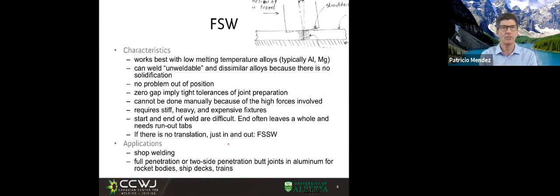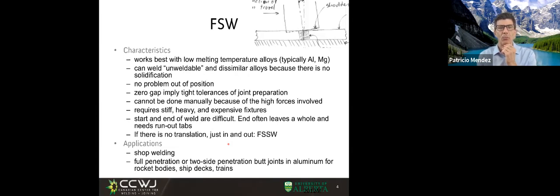Actually, steel is so easy to weld by arc that why worry, right? But people are trying. People are trying. I believe there will be success, and I believe there will eventually be applications. But for the most part, friction stir welding is aluminum and magnesium.